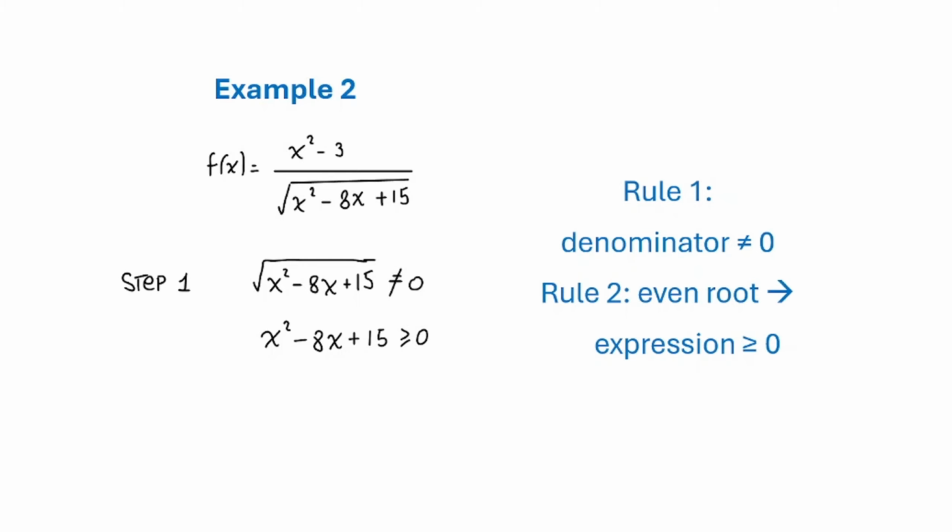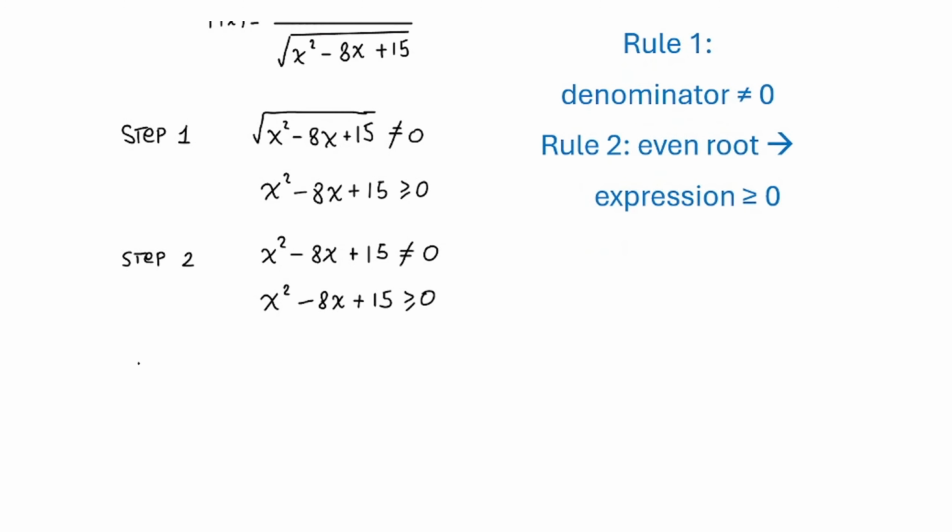Now let's simplify the first condition. A square root is different from 0 exactly when the expression under the root is different from 0. So the first condition becomes x squared minus 8x plus 15 is not equal to 0. The second condition stays x squared minus 8x plus 15 is greater than or equal to 0. Now we combine the two conditions. One says the expression must be different from 0. The other says it must be greater than or equal to 0. So if both must be satisfied at the same time, we get x squared minus 8x plus 15 is strictly greater than 0. Now we need to solve this.